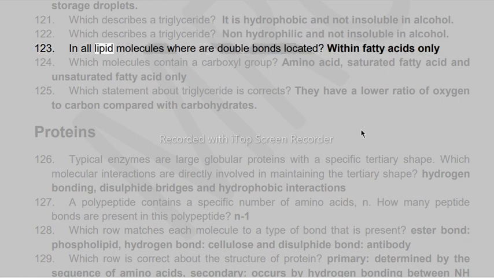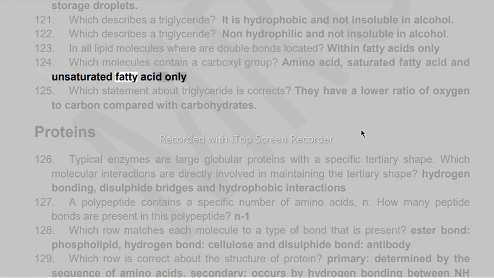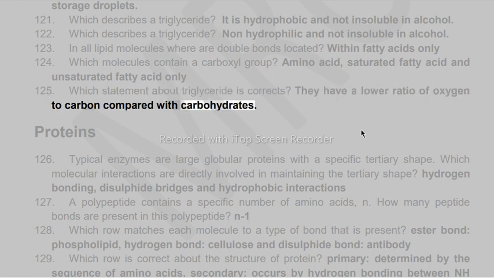123. In all lipid molecules where are double bonds located? Within fatty acids only. 124. Which molecules contain a carboxyl group? Amino acid, saturated fatty acid and unsaturated fatty acid only. 125. Which statement about triglyceride is correct? They have a lower ratio of oxygen to carbon compared with carbohydrates.